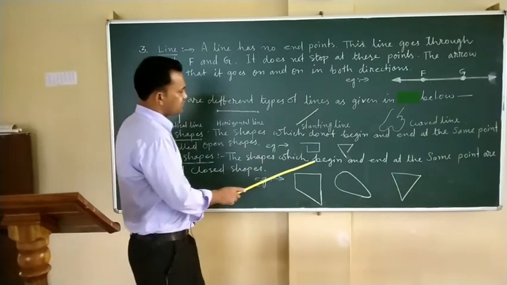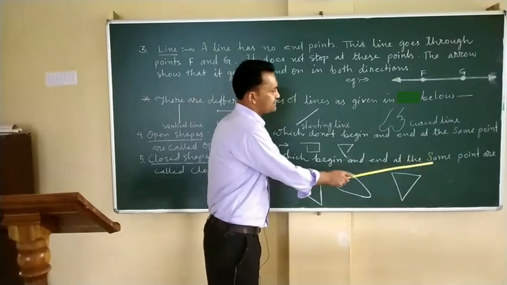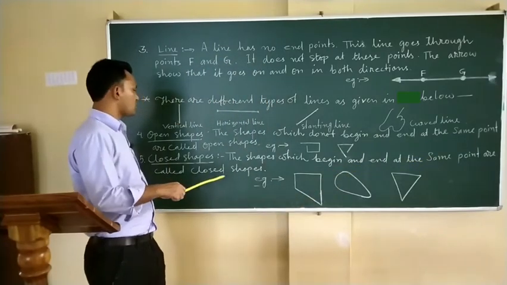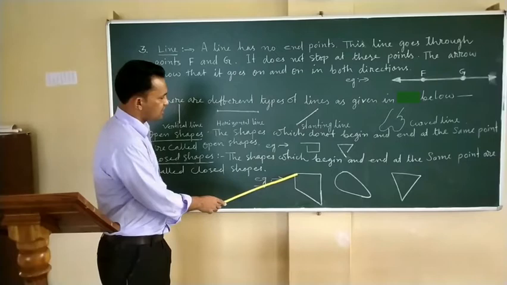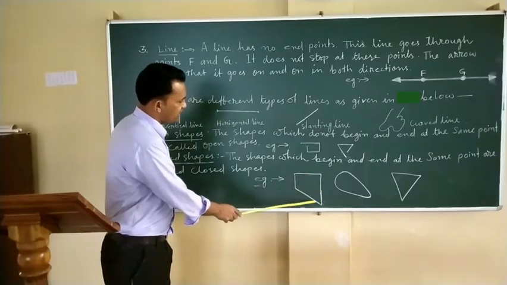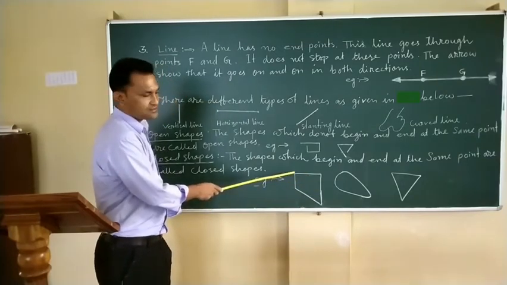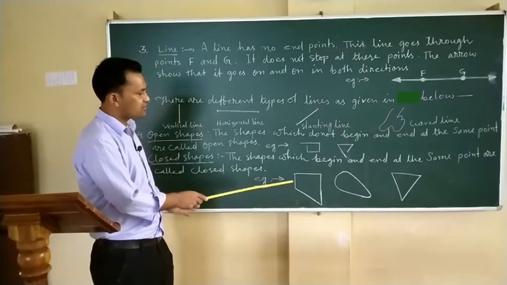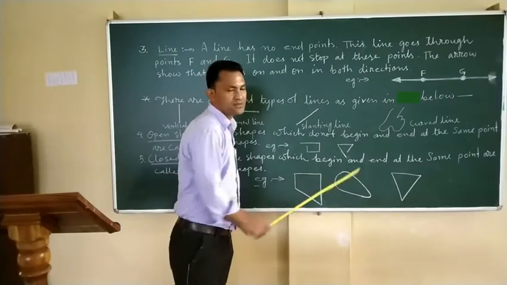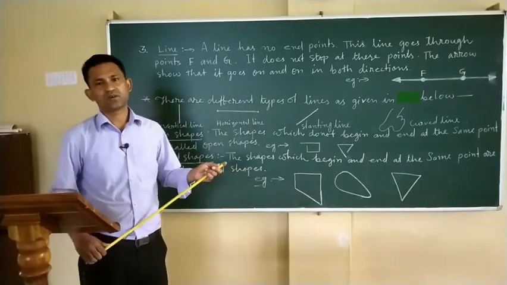The shapes which begin and end at the same point are called closed shapes. You see, starting from here, that means beginning from here, and this is ending with this beginning point. Okay, so here also see, here also see. So these are called what? Closed shapes.